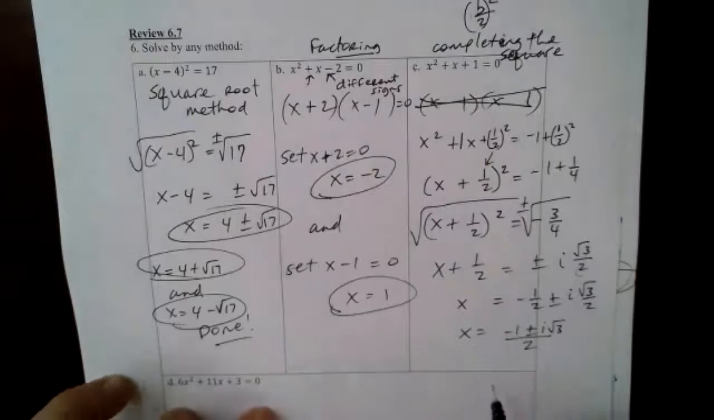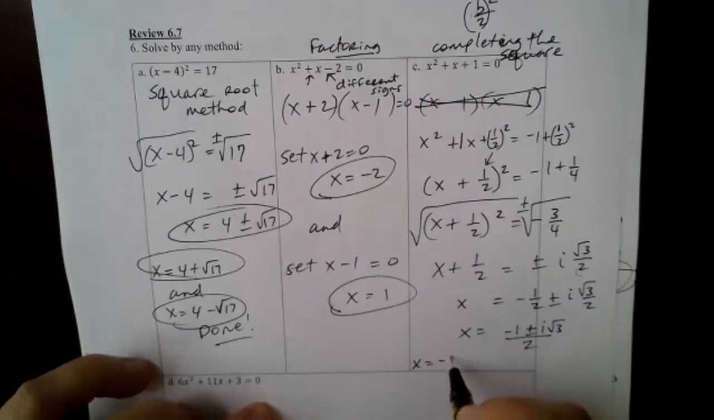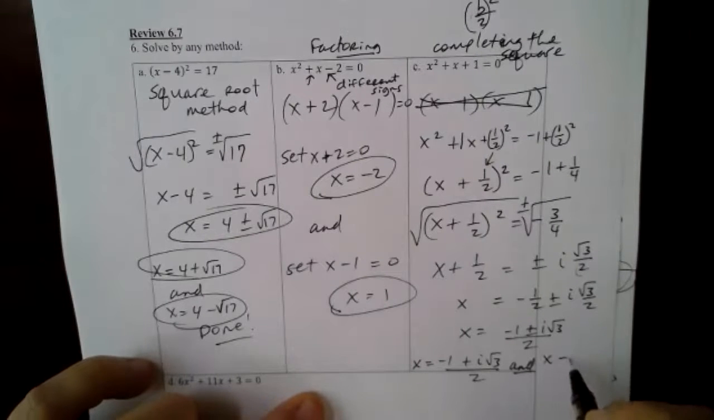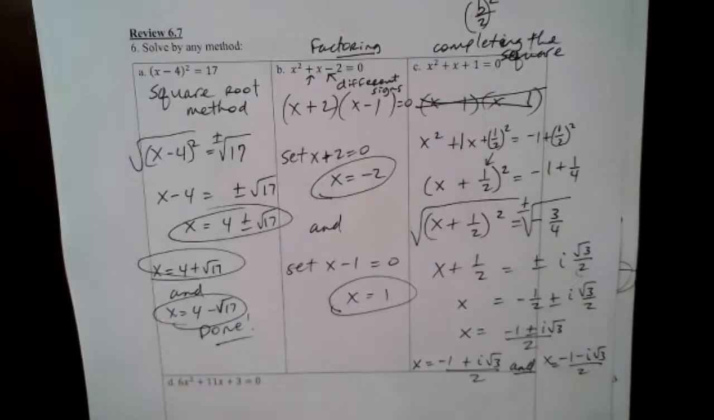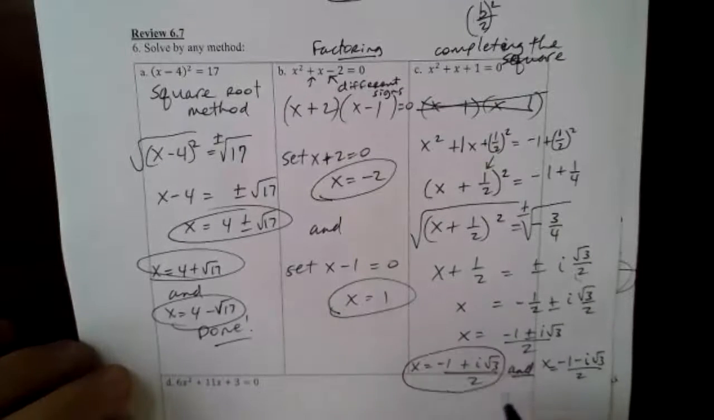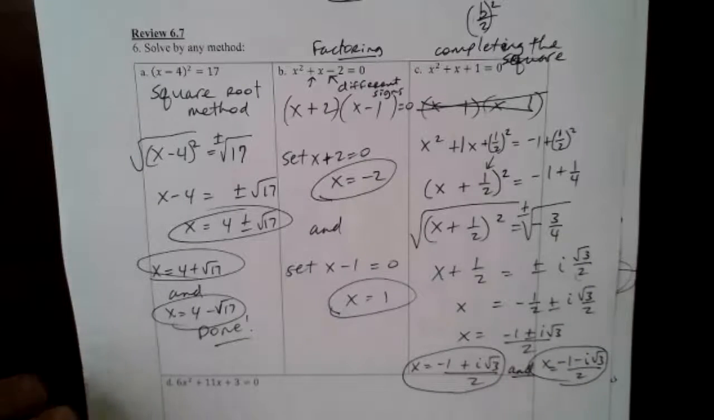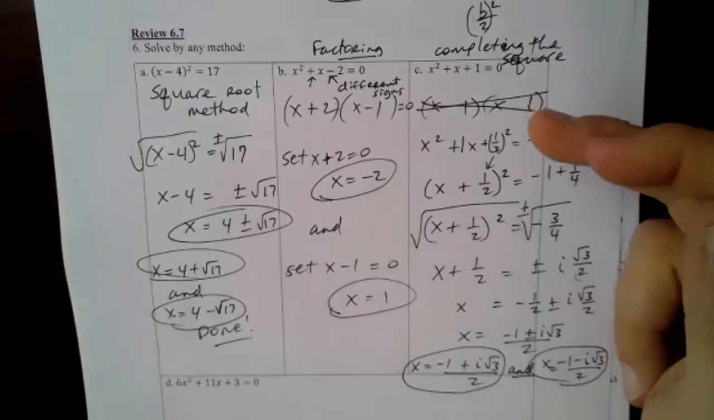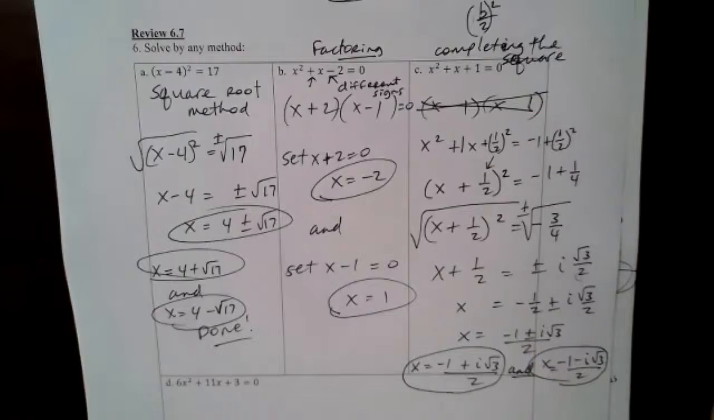And so your two answers would be x equals negative 1 plus i square root of 3 over 2, and x equals negative 1 minus i square root of 3 over 2. Okay, and so there's your two answers, bam, right there. All right. Now, that was a lot of work. I was just trying to show you that completing the square is an option here.